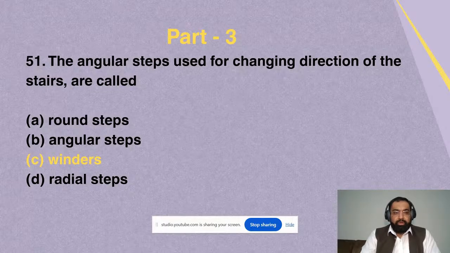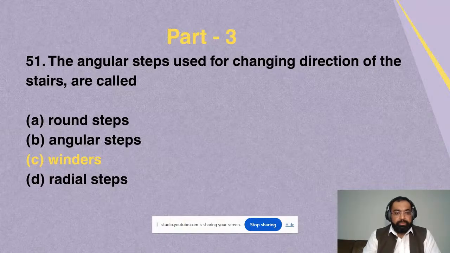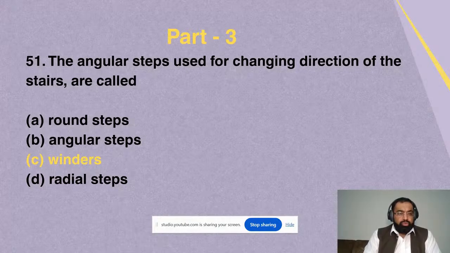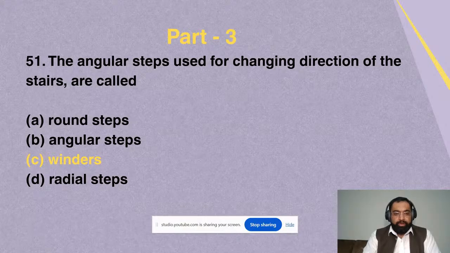So question number 51 for today is: the angular steps used for changing direction of the stairs are called: A, round steps, B, angular steps, C, winders, D, radials. You can also guess your answers in the chat by referring to the question number and its answer, A, B, C, or D. Just write down the option if you already know the answer. So the correct answer for this question is winders. Winders are the angular steps which are given in the staircase just to divert its direction.